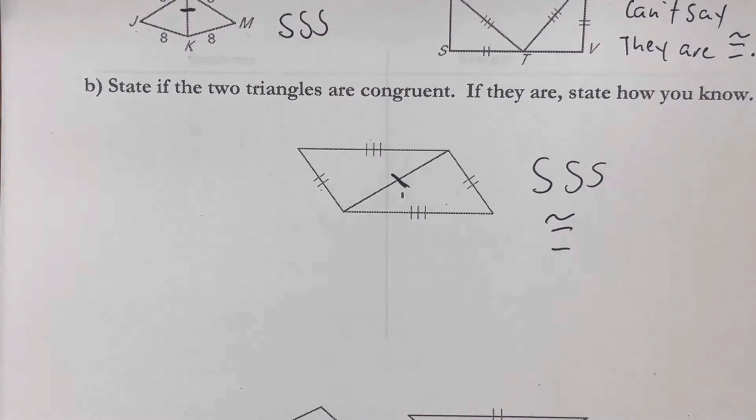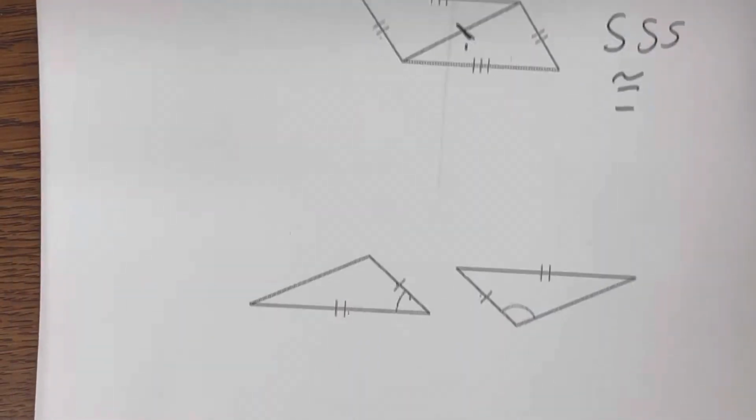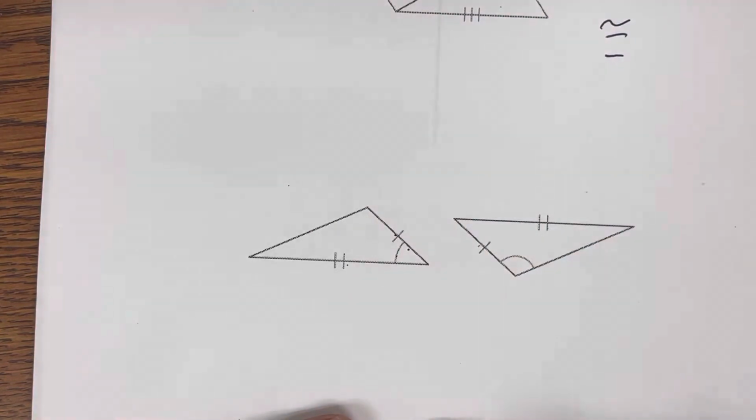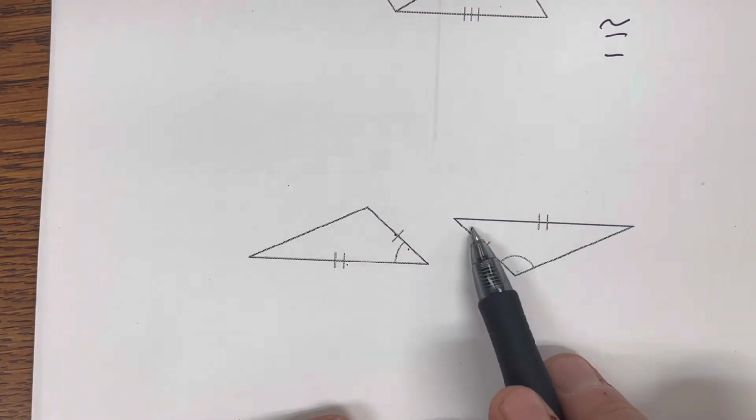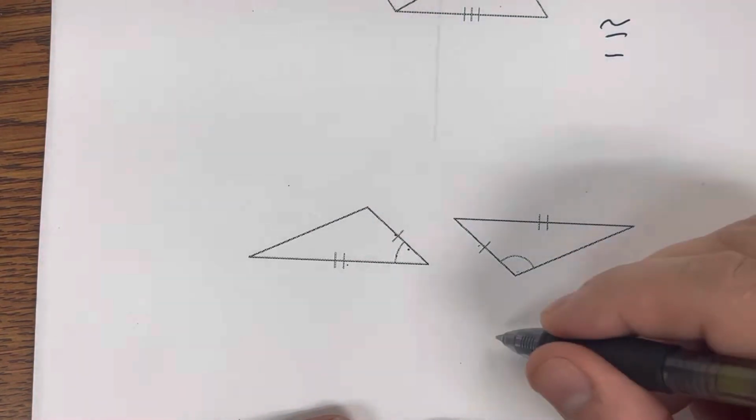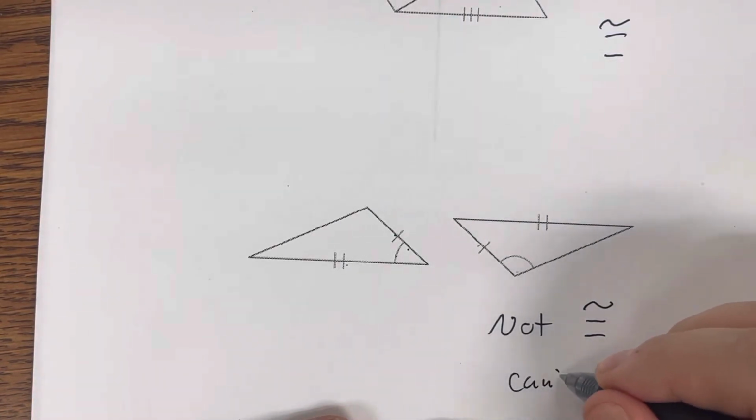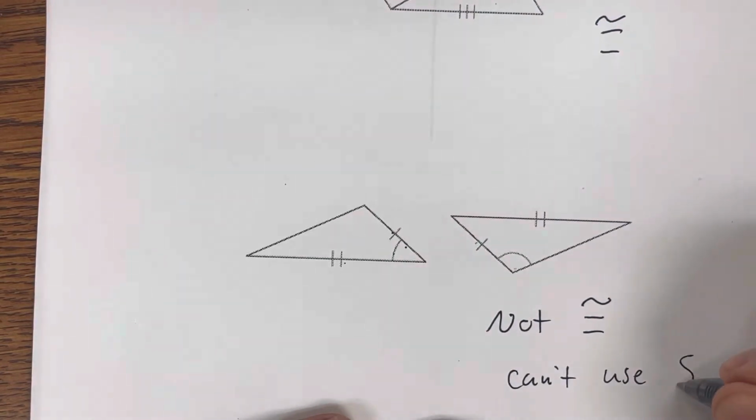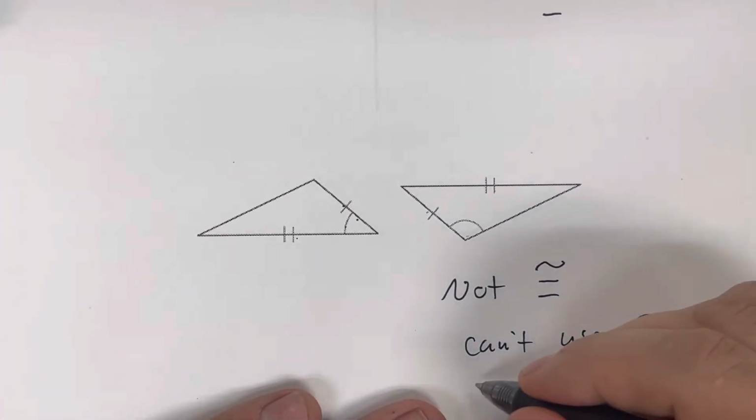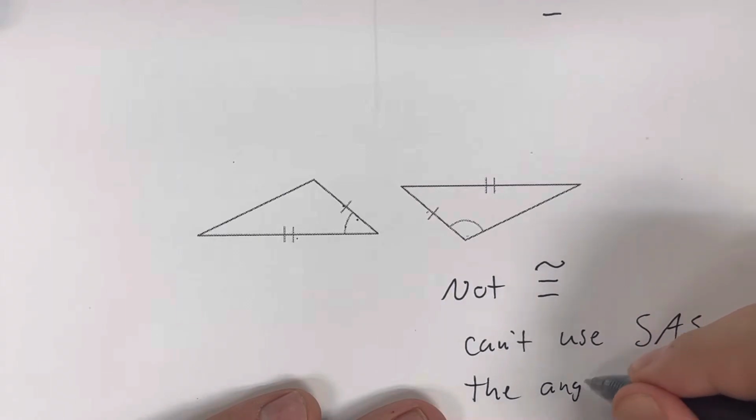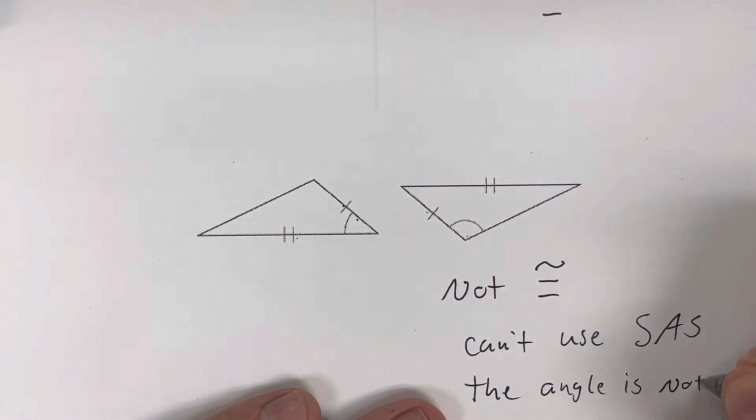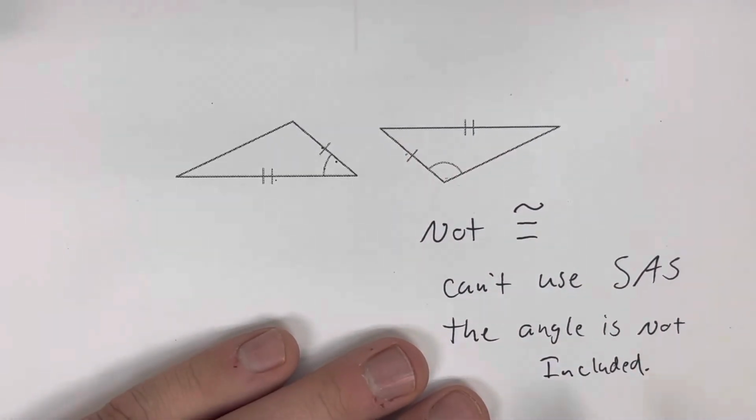Here I also have a side, an angle, and a side, but this is not the included angle. All right, it has to be the included angle in between the 2 congruent sides. This one's not in between the congruent sides, so this is not congruent. Can't use side, angle, side. The angle is not included. All right, the included angle. It needs to be the included angle.